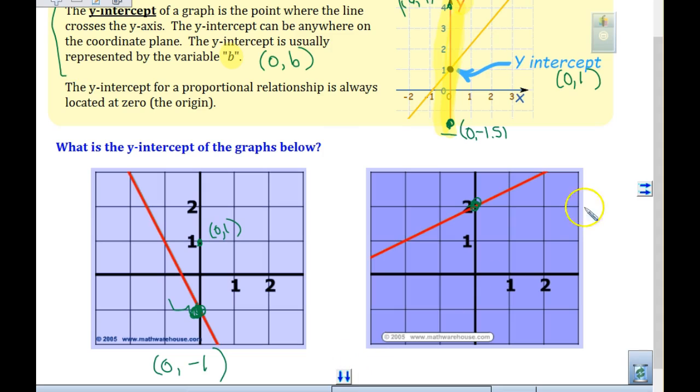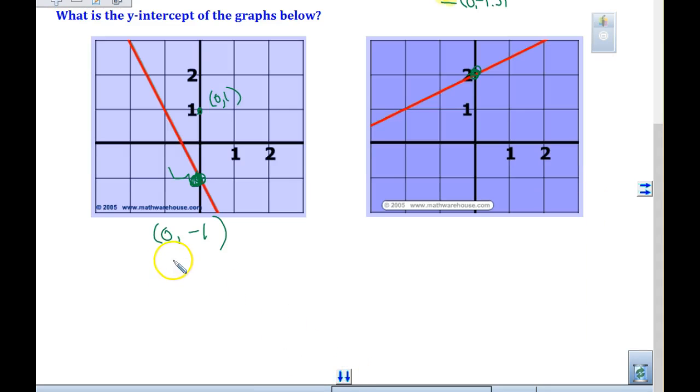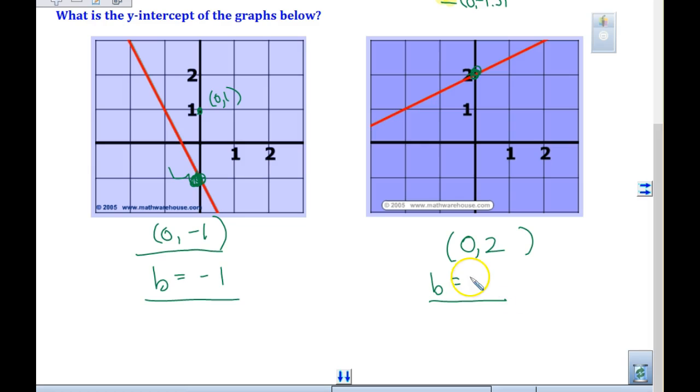So if I was looking for my b value or my y-intercept, I could write it like this. Or you could tell me b equals -1. I would take either answer. So please write now for that second one, right? Located where? (0, 2). And Kendall, if I wanted to write it just b equals, we would say b equals 2.